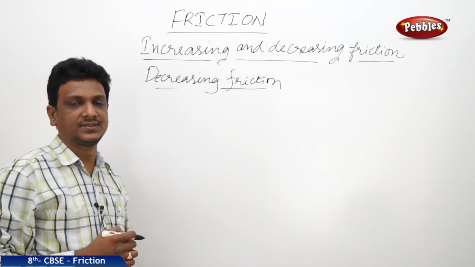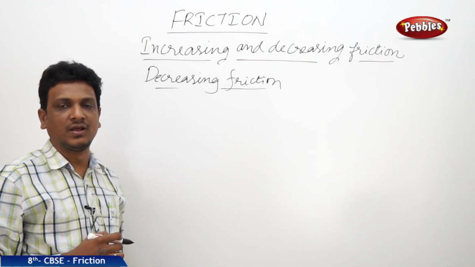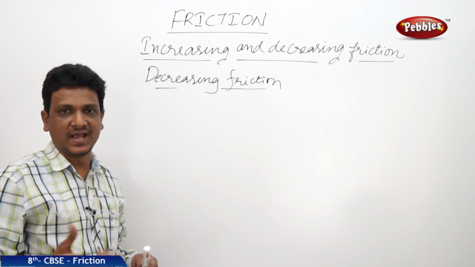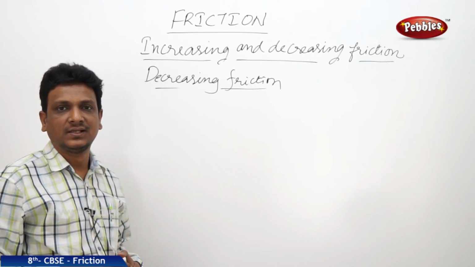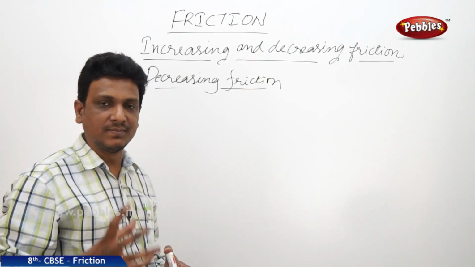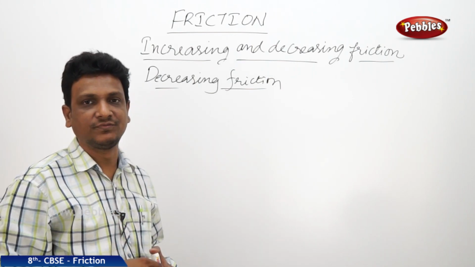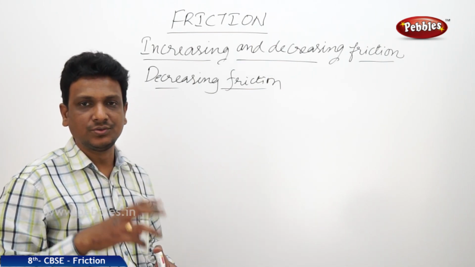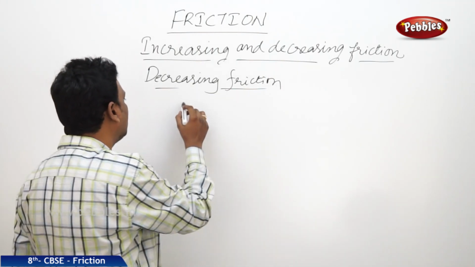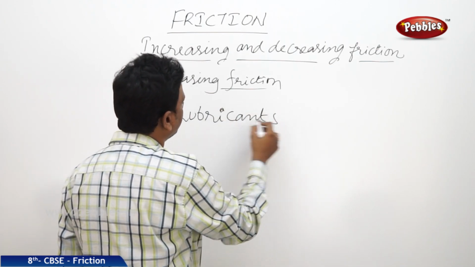So what are the circumstances where we need to decrease the friction? I already told you that in machinery, when you are running a fan or a mixie, any home appliance or any factory machinery, the energy that is used to run the machinery is converted to heat and sound, noise, because of the friction. So to reduce that, we can use some medium called lubricants.